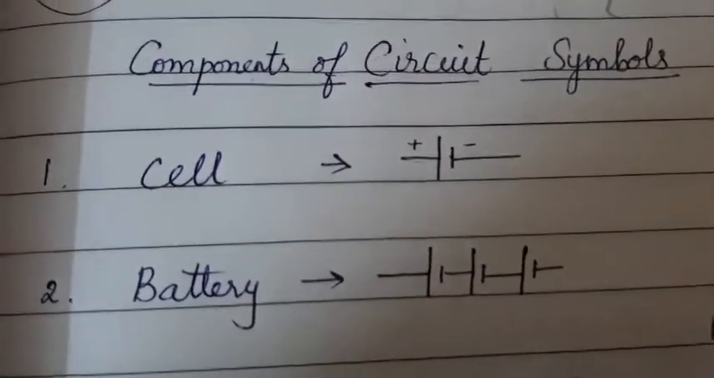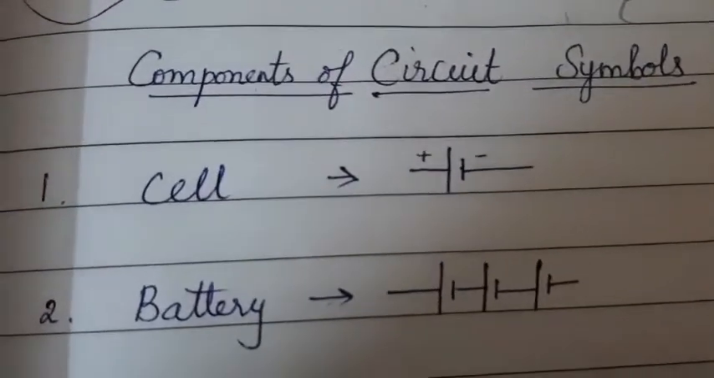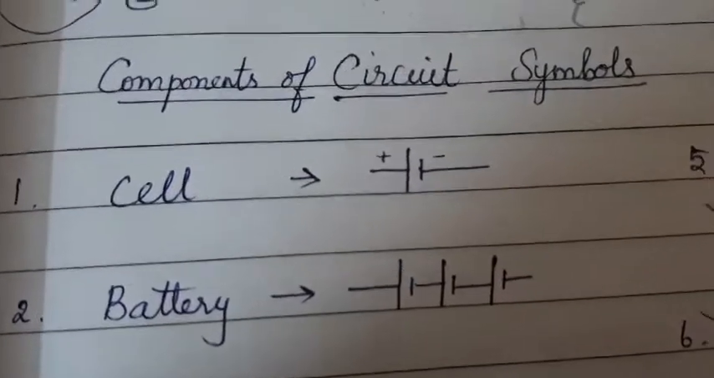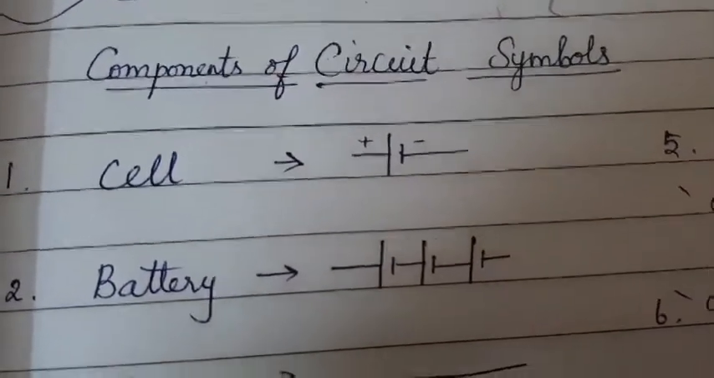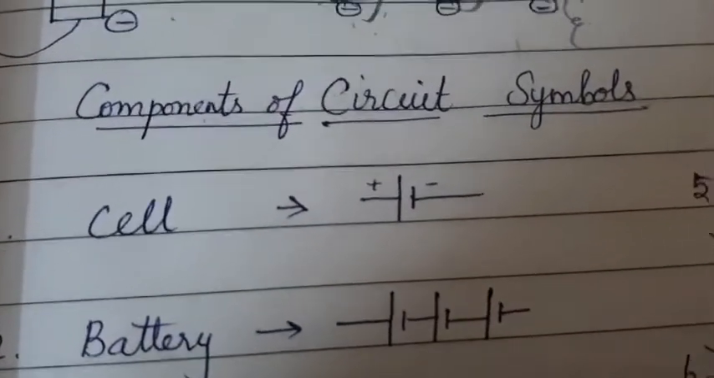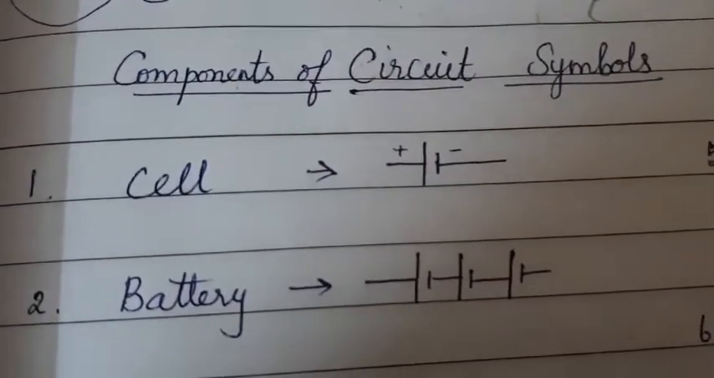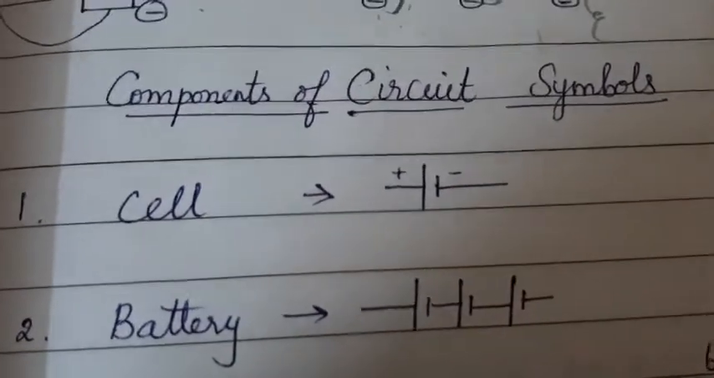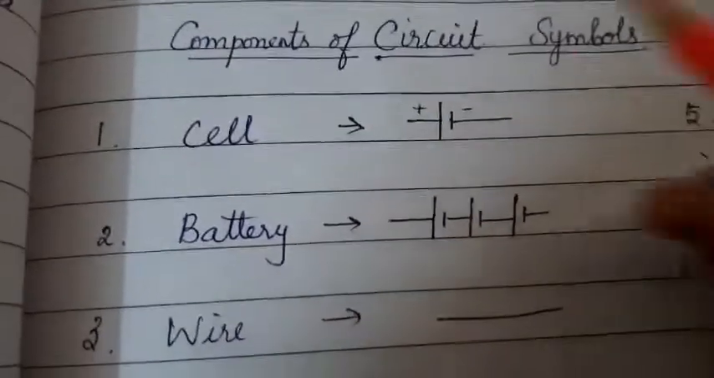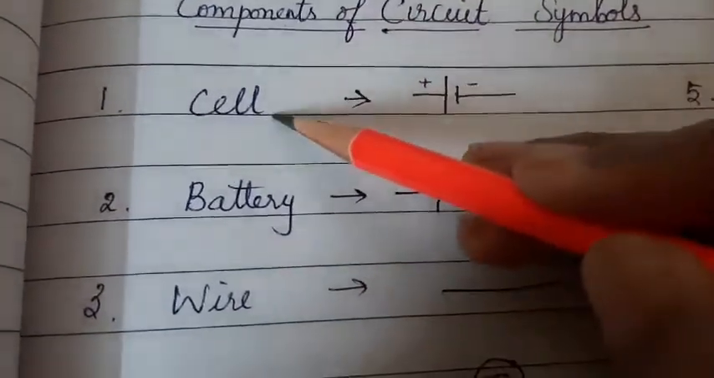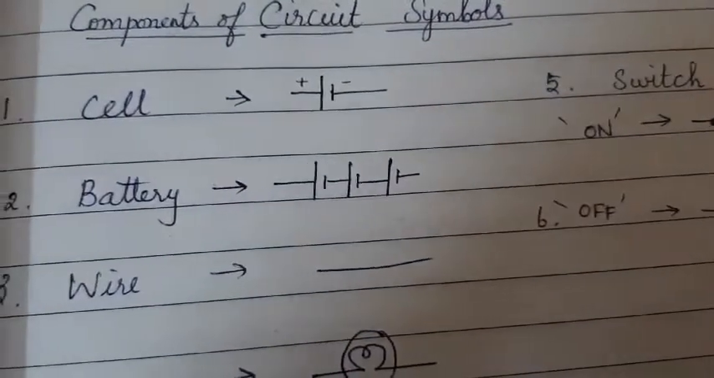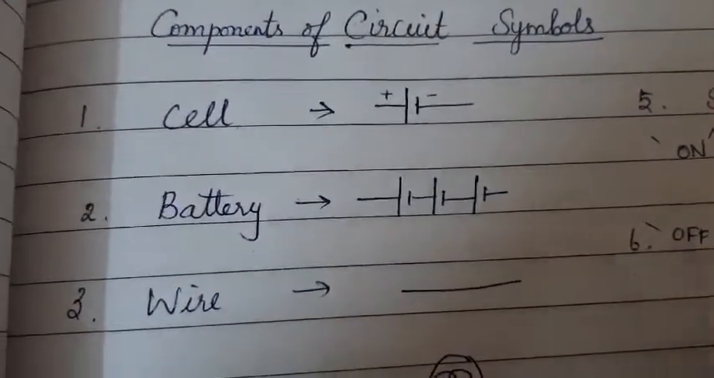You would have a circuit means cell or battery, wires, then the bulb, switch. Yes, so how do I represent them diagrammatically? Before knowing that, I should know how I represent each component of the circuit diagrammatically. So, the components of the circuit are cell, battery, wire, bulb, switch. Okay, so how do I draw them?